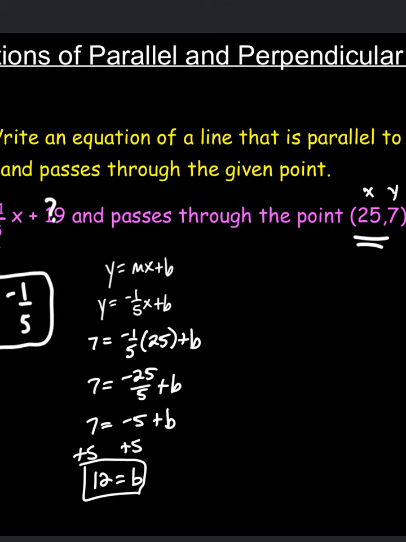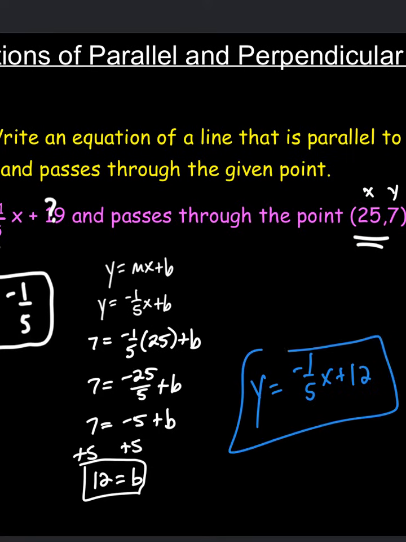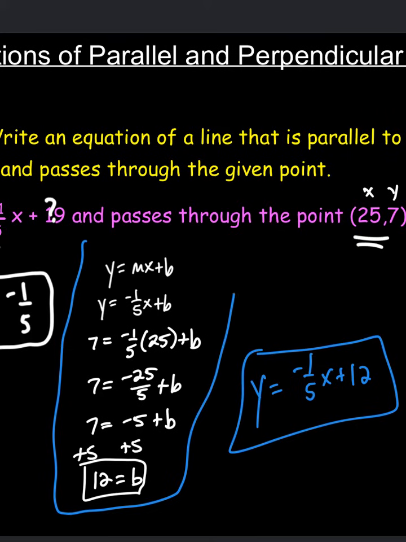So our final answer for our equation for this one is going to be y equals negative 1/5 x plus 12. And hopefully you've noticed that we're kind of doing this same procedure every time. All we have to do is be given a slope and a point, and we plug that in and we get the y-intercept, and that's going to be kind of the procedure you have to get excellent at.